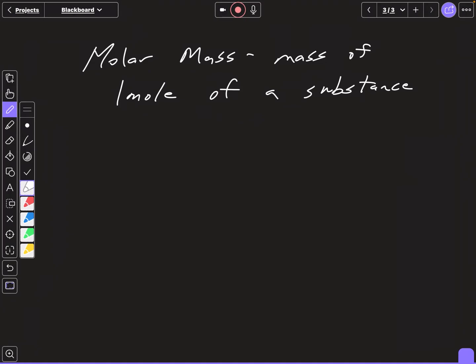Now, the units for molar mass, and this will be a test question, is grams per mole. Because 1 mole of something is equal to its grams. And each substance, if we're talking about particles, 1 mole is 6.02 times 10 to the 23rd for everything. But if we're talking about the molar mass of a compound, 1 mole is equal to its molar mass, and it's different for every element in every compound.